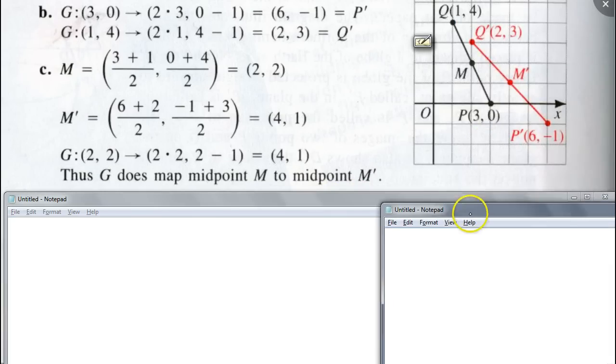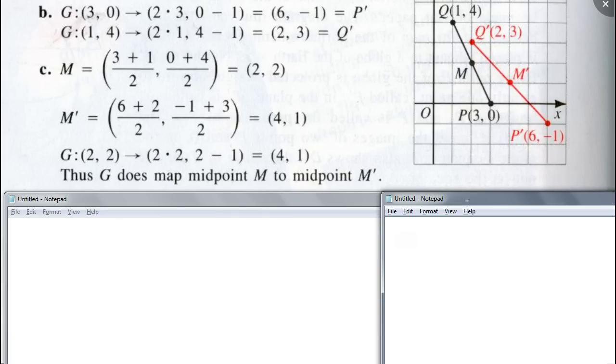So here's the picture. And you may think, oh, that's obvious, right? P maps to P prime, Q maps to Q prime, of course M is going to map to M prime. But it turns out this is not always obvious. Sometimes it will actually map somewhere else. It doesn't have to be in the middle, depending on what kind of transformation you have, okay? But in this case, it does.